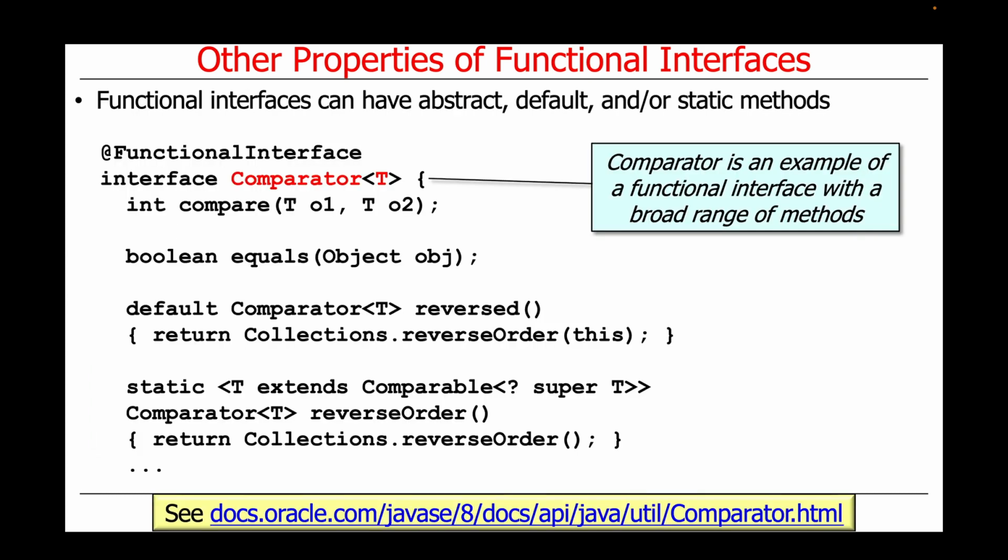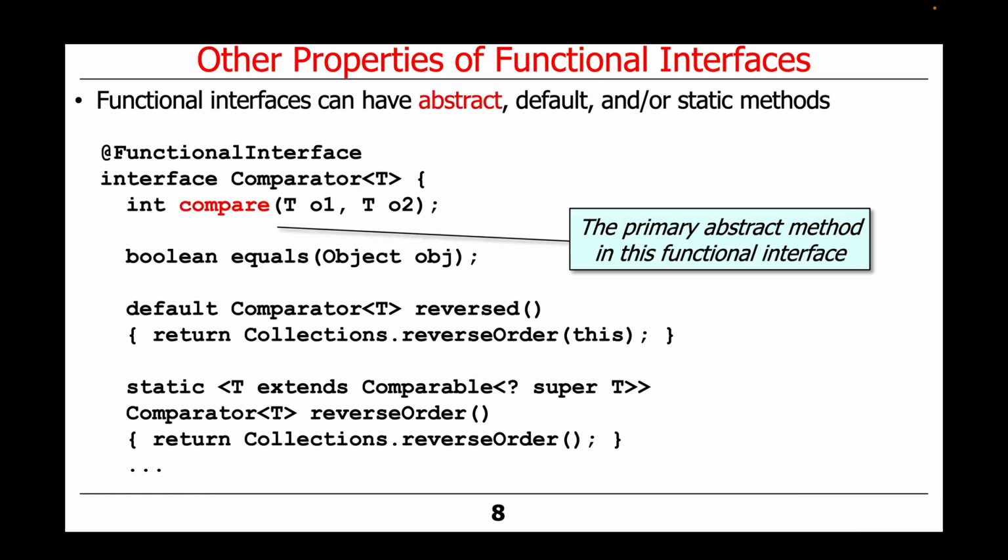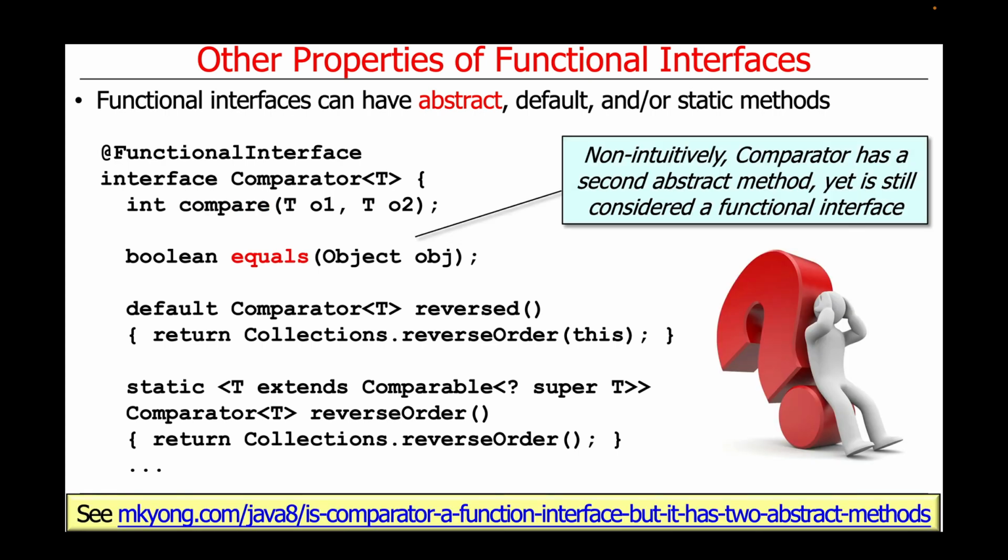Functional interfaces can have abstract, default, and/or static methods. Comparator is a nice example of a functional interface that possesses a broad range of methods. Its most obvious abstract method is the compare method, which is used to compare two objects of type T to see how they relate to each other. In a somewhat non-intuitive way, Comparator also has a second abstract method, the equals method, that's used to determine whether two objects are equal, yet it's still considered a functional interface.